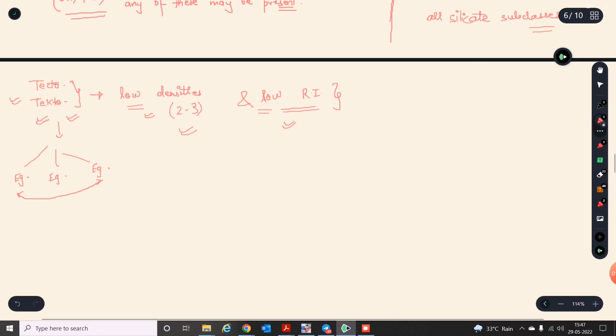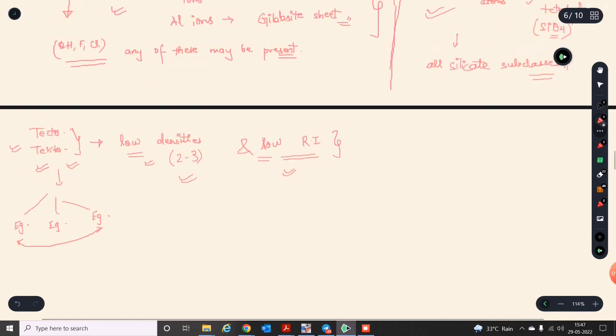So here we have a lot of examples like quartz, the quartz polymorphs, cristobalite, tridymite, etc. We have feldspars, orthoclase, sanidine, microcline, we have feldspathoids, plagioclase feldspars, and zeolites. Okay, so these are a few examples from tectosilicates. So this was the basics that we have covered.